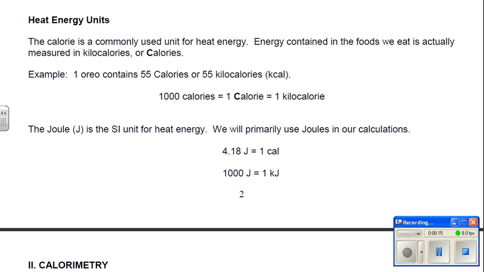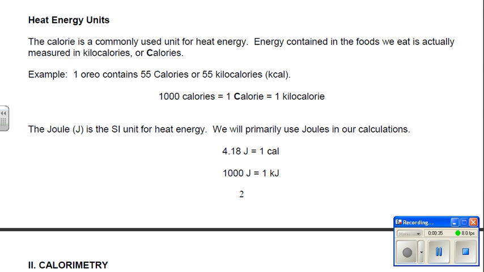Okay, heat energy units. It says the calorie is a commonly used unit for heat energy. Energy contained in the foods we eat is actually measured in kilocalories or calories with a capitalized C. So for example, it says one Oreo contains 55 calories or 55 kilocalories.